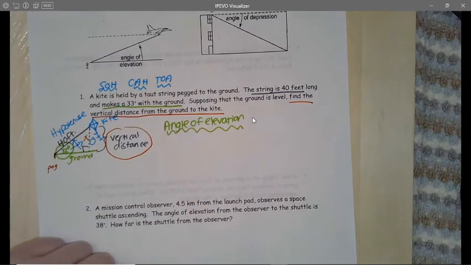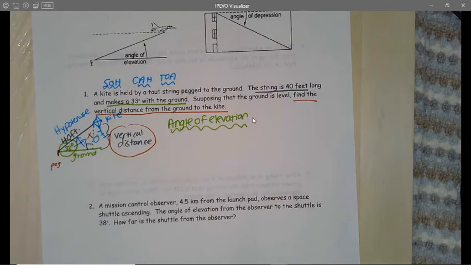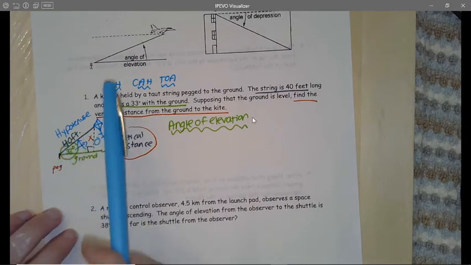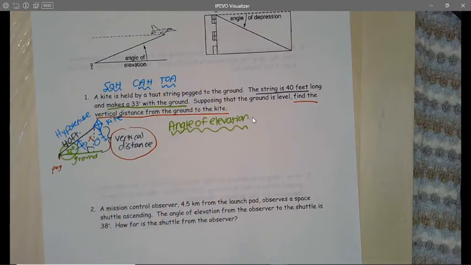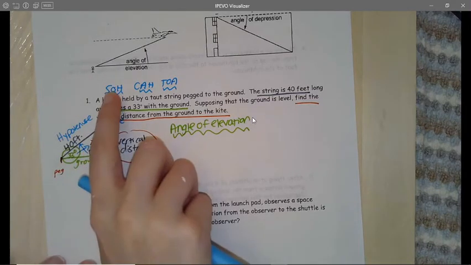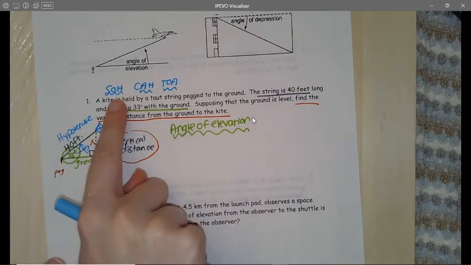I don't know why I wrote it all out. Normally I would just write H, but it doesn't matter. Okay, so which trig function has opposite and hypotenuse in it? Sine, cosine, or tangent? Well, sine has the opposite and hypotenuse. So the trig function we'll be using is sine.